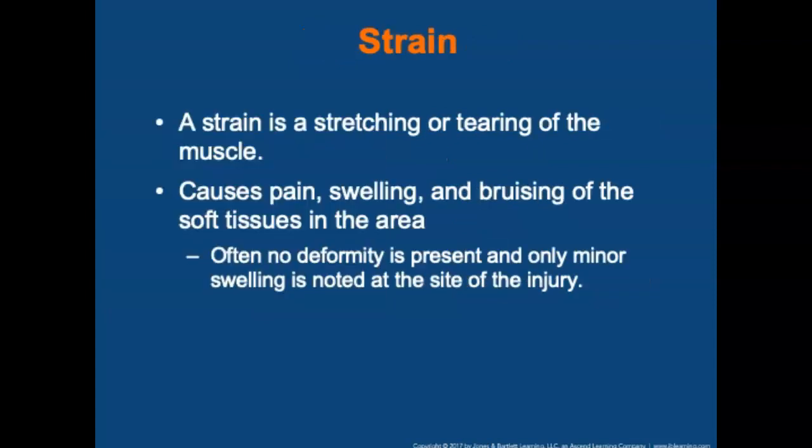Now, the next orthopedic injury we're going to talk about is strain. You need to get the sprains and the strains clear in your head. A strain is a pulled muscle, and this is a stretching or tearing of the muscle. It causes pain, swelling, and bruising of the soft tissue in that area. It occurs because of an abnormal contraction or from excessive stretching. Strains may range from a minute separation to complete rupture.